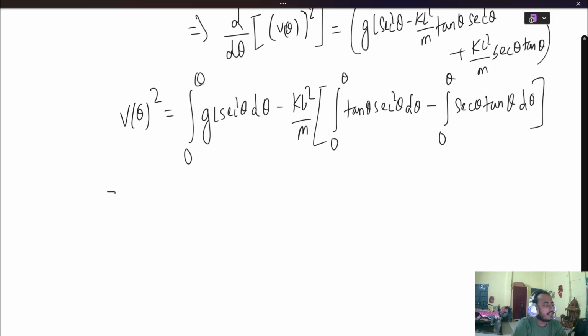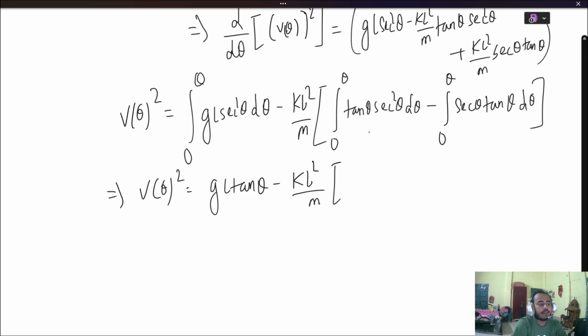We can do this integral very easily because all of these are almost standard integrals. So GL sec² θ, the integral of sec² θ is tan θ. So this will basically give you GL tan θ minus KL²/M common. And then you have this tan θ into sec² θ. If you substitute for tan θ, this basically becomes your derivative of tan θ. So this is basically tan² θ by 2. You can try and do this integration on your own. Minus, this is sec θ tan θ. This is sec θ's derivative. So you simply have sec θ minus sec 0, which is basically minus sec θ plus 1 is what you have.